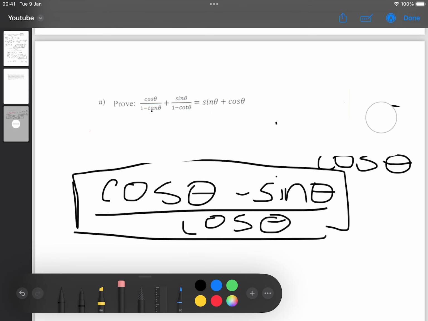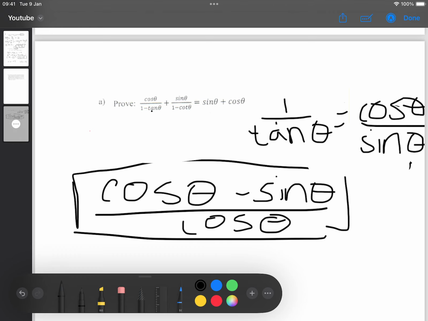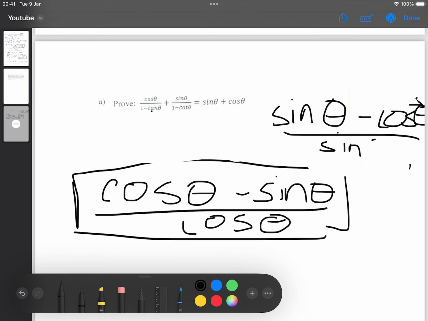But we also need to simplify the other one where we have cotangent theta. So cotangent theta is just 1 over tan theta. In other words, instead of sine theta over cos theta, we just have cos theta over sine theta. So rewriting this, we could see that this will give us sine theta minus cos theta over sine theta. So that is our part for the second.